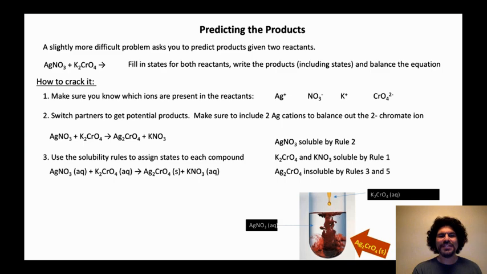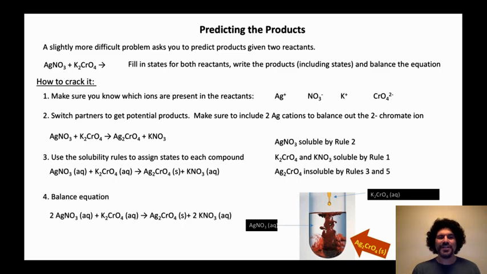The last thing we need to do is balance the equation. So we start out by, or at least I will start out by balancing silver. On the left-hand side of the equation, there is 1 silver nitrate. On the right-hand side of the equation, there are 2 silvers in the silver chromate. So therefore, I'm going to write a 2 in front of the silver nitrate.